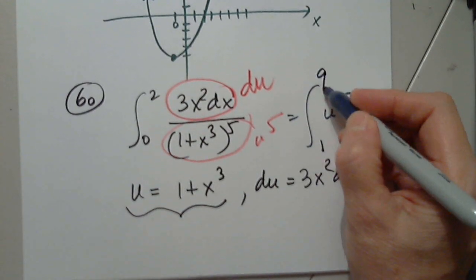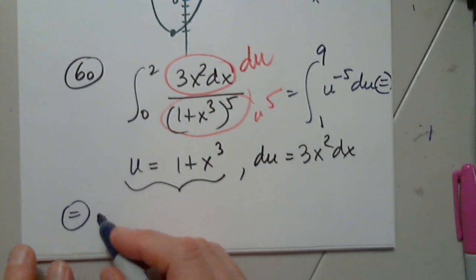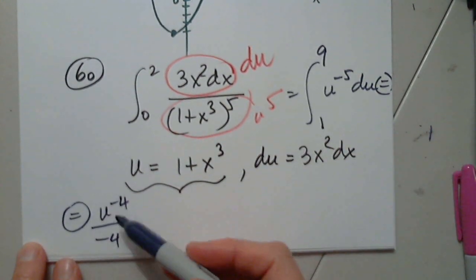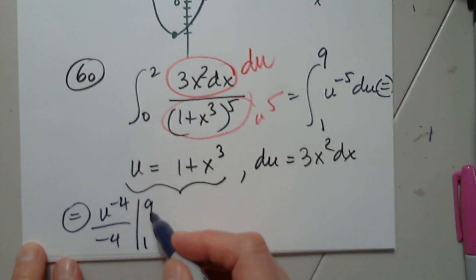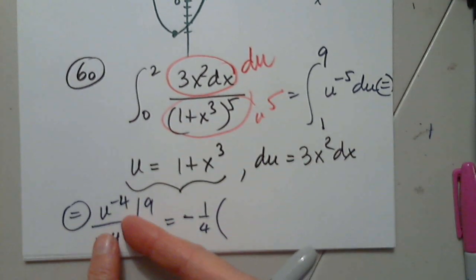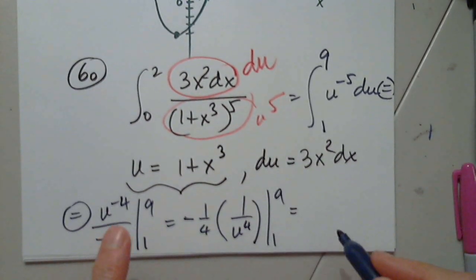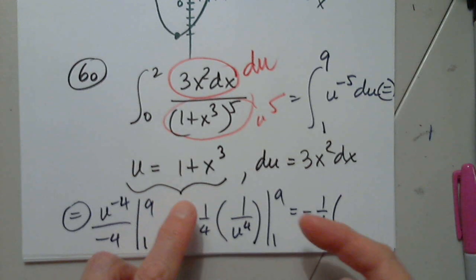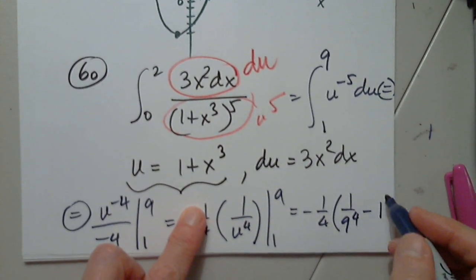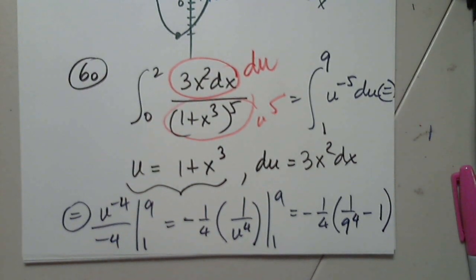Nine. Very good, awesome. So therefore, I have u to negative 4 over negative 4. We add 1 to the power and we divide by exactly the same thing from 1 to 9. Please leave the negative 1/4 in front. Change this into 1 over u to the fourth, and then plug in 9. So negative 1/4, plug in 9: 1 over 9 to the fourth, minus, when you plug in 1, you can leave it alone. Very good.